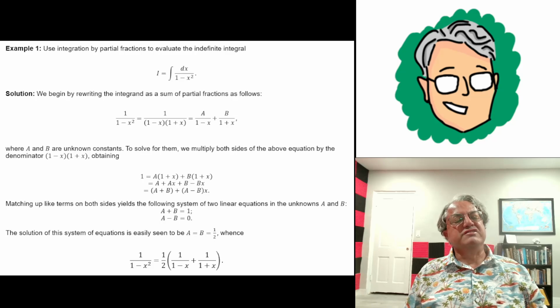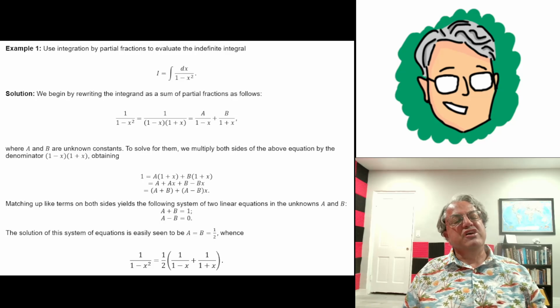So A plus B, that's the constant term, and the constant term on the left was 1, so we get A plus B equals 1. Then A minus B is the coefficient in front of the linear term, A minus B times x, and since there's no linear term on the left, A minus B has to be 0. So these are the simultaneous equations we get: A plus B equals 1 and A minus B equals 0. This is a very simple system to solve. From the second equation, we see that B equals A.